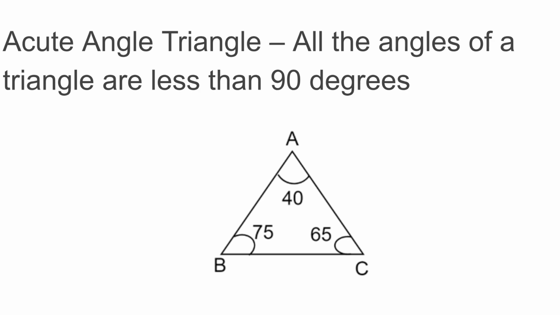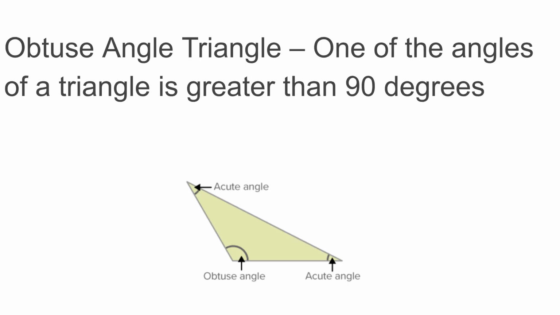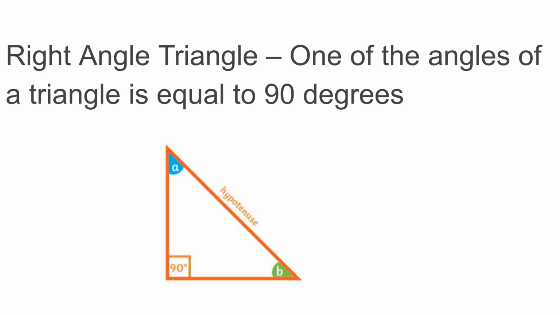Acute angle triangle. All the angles of the triangle are less than 90 degrees. Obtuse angle triangle. One of the angles of the triangle is greater than 90 degrees. Right angle triangle. One of the angles of the triangle is equal to 90 degrees.